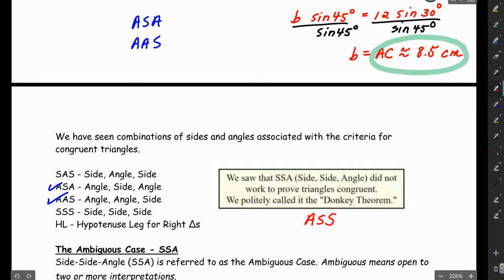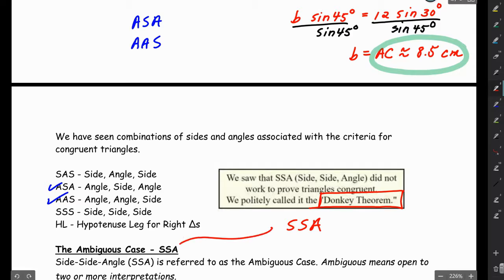That we don't want to see on the paper. That's not very nice. So instead of that, we call it the Donkey Theorem. And if you remember from geometry, we couldn't prove triangles were congruent when we had a donkey scenario, angle, side, side. Instead of writing angle, side, side, which is not very nice, we write side, side, angle. So this is what we call the ambiguous case.